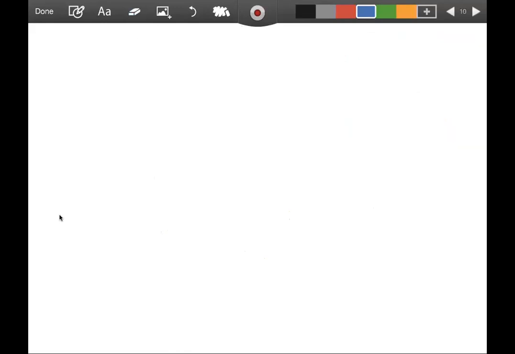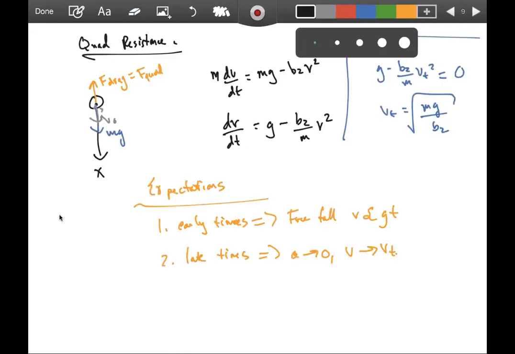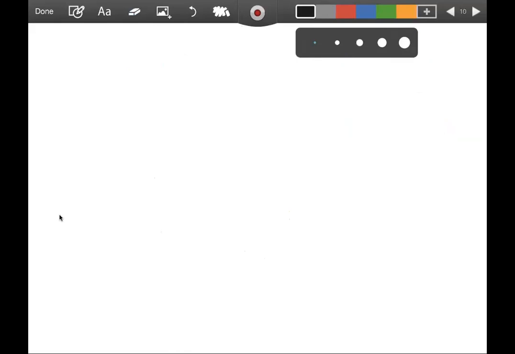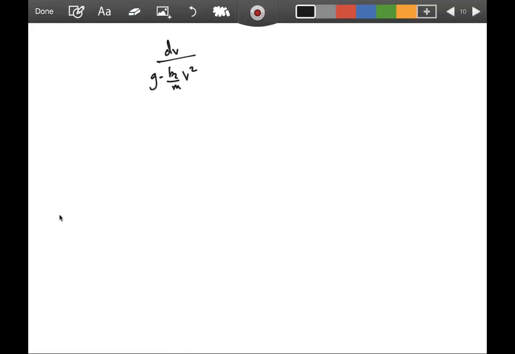So again, let's go ahead and solve this guy just for funsies. Now, since we can't use an integrating factor, we're just going to use separation of variables again. All that means is I'm going to divide both sides by the right-hand term and multiply both sides by dt. So ultimately, I'm going to get that m over (mg minus b2 v squared) dv is then equal to dt. And again, let's integrate both sides.